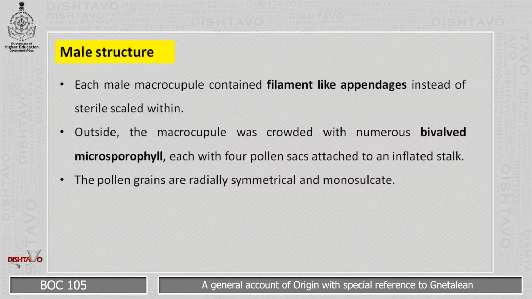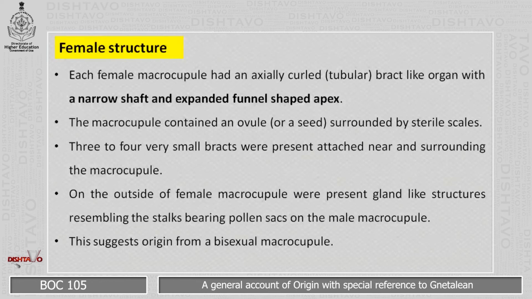Each male macrocupule contained filament-like appendages instead of sterile scales within. Outside, the macrocupule was crowded with numerous bivalve microsporophylls, each with 4 pollen sacs attached to an inflated stalk. The pollen grains are radially symmetrical and monosulcate. Then we have the female structure characters.